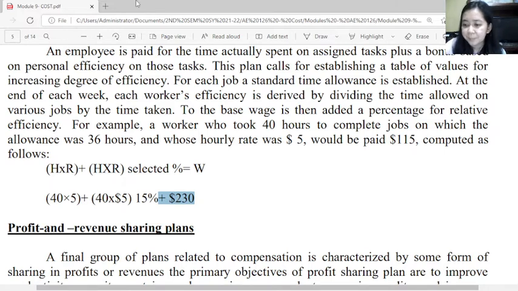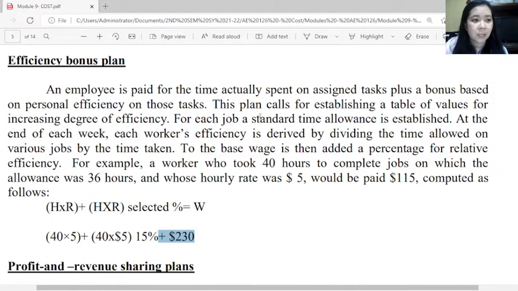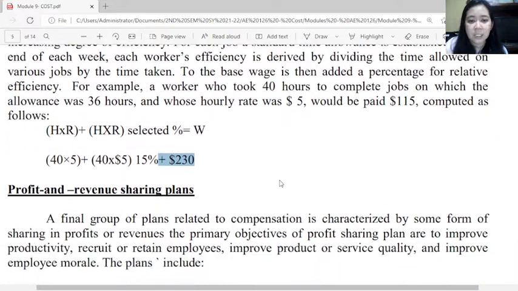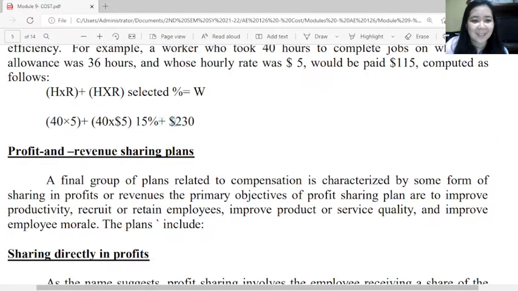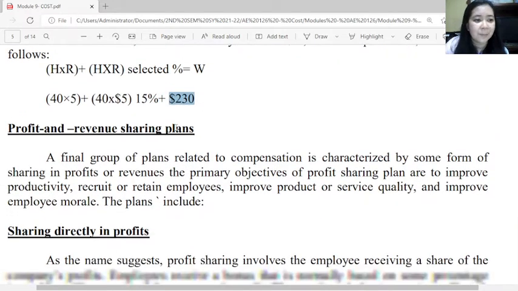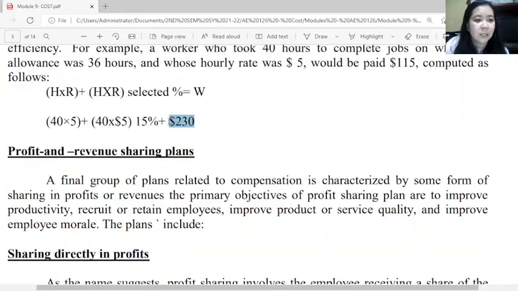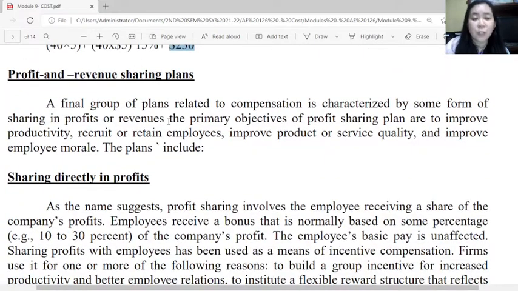Sorry, 30, correct, sorry, 30. So that's how we compute the efficiency bonus in this case. So this is correct, sorry. So that's 230. So the next is profit and revenue sharing plans.